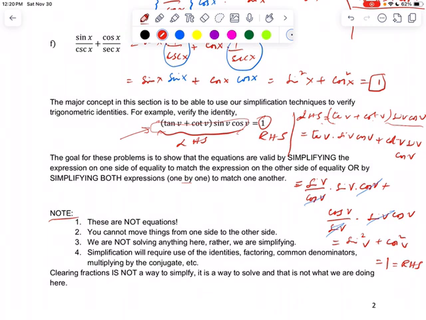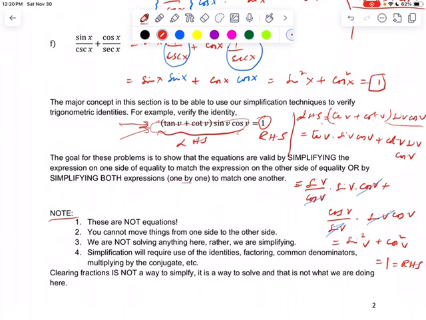So note here, these are not equations. Although there is an equal to sign in the identity, when we verify identities, these are not equations. It means we cannot add, multiply, subtract, or divide both sides by something. Okay? You cannot move things from one side to another side. We are not solving anything here. We are just simplifying. Simplification will require the use of identities, common denominators, multiplying by the conjugate, etc.